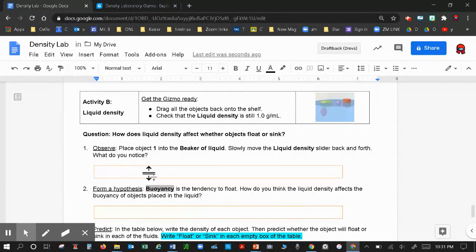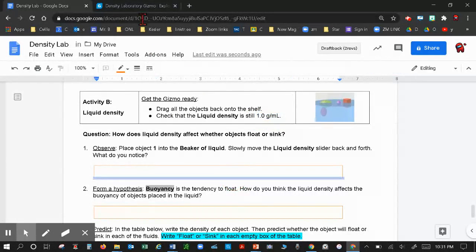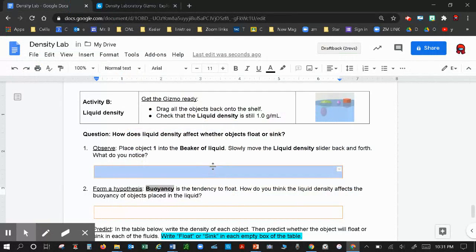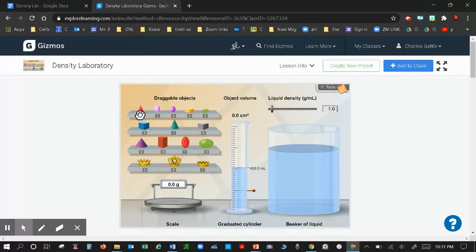When you get to part B, we're now going to experiment not with the objects themselves, but with the liquid itself. For the entire activity, the liquid's density was at 1 gram per milliliter. That's the density of water on Earth. And so we're going to leave it as is. And so you're going to now take an object like number 1 and drop it in the beaker. Let's go ahead and drop it over here.